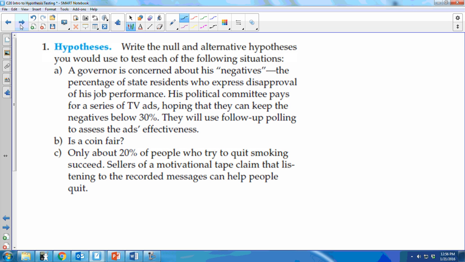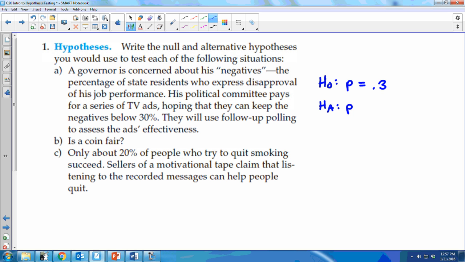Let's do A. A governor is concerned about his negatives, the percentage of state residents who express disapproval of his job performance. His political committee pays for a series of TV ads, hoping that they can keep the negatives below 30%. They will use follow-up polling to assess the ads' effectiveness. So I have to have a null hypothesis, and I have to have an alternative hypothesis. The null is P equals something, and the alternative is P is changing somehow. What is the null hypothesis?